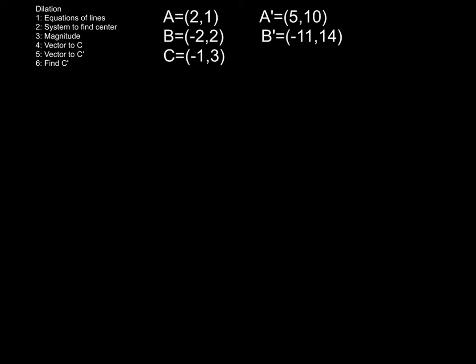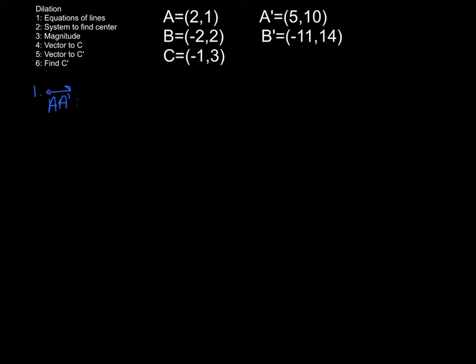We've got A prime, B prime, and C. And what we want to do is find where C prime is going to end up. So I'm going to follow our steps right above. For step 1, we need to find the equations of those lines from A to A prime as well as the line from B to B prime. So let's just start with A to A prime.